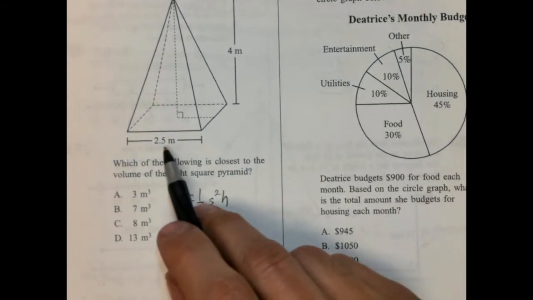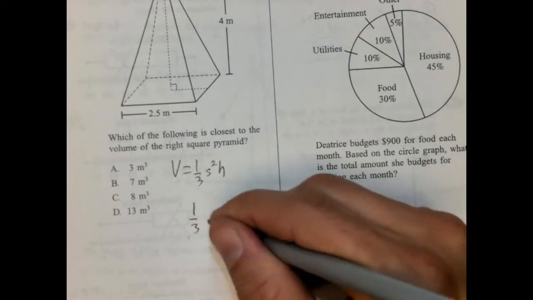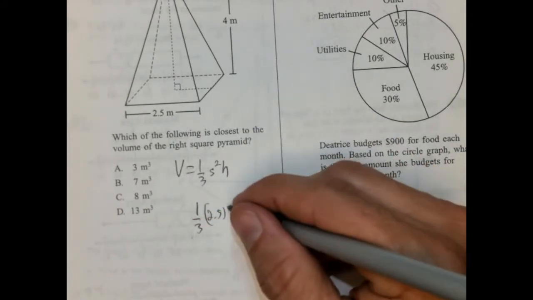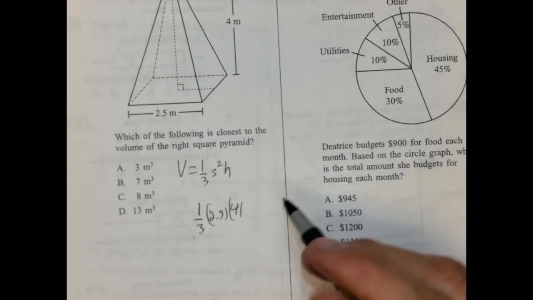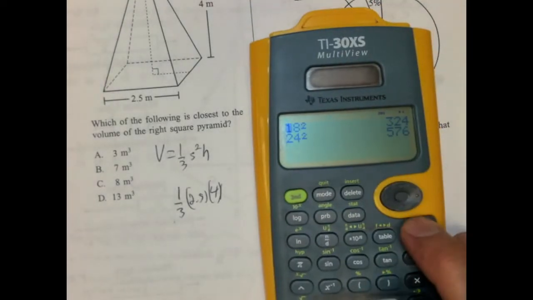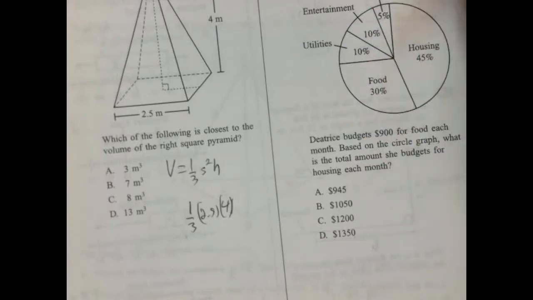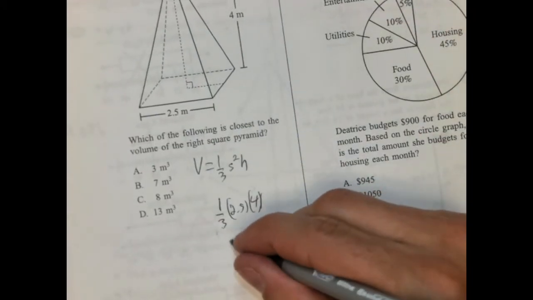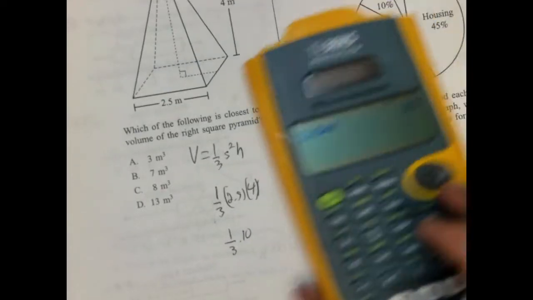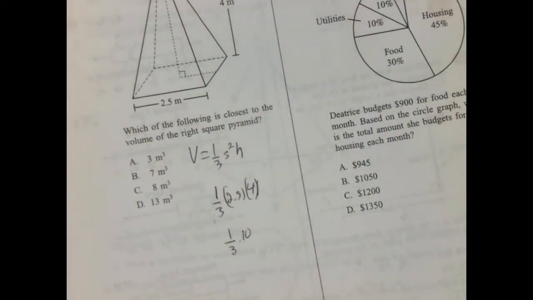The s is the length of the side of this edge. That's going to be 2.5. So 1/3 times 2.5 times h, which is 4. You notice this is closest to, so we're going to end up rounding this. So let's do that. 2.5 times 4 is 10. So 1/3 of 10. It's 10 divided by 3. It's 3 1/3.